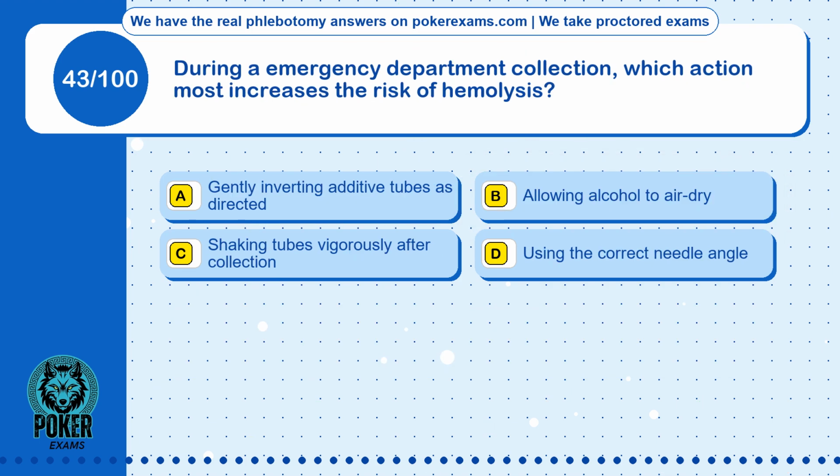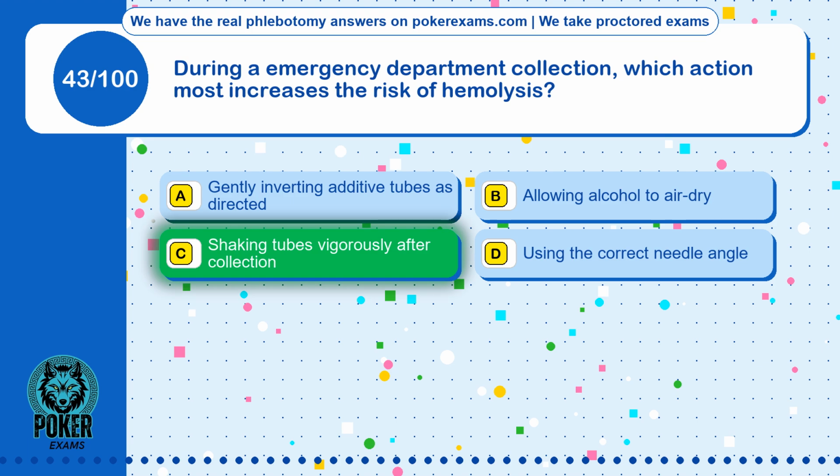Question 43. During an emergency department collection, which action most increases the risk of hemolysis? Option A. Gently inverting additive tubes as directed. Option B. Allowing alcohol to air dry. Option C. Shaking tubes vigorously after collection. Option D. Using the correct needle angle.